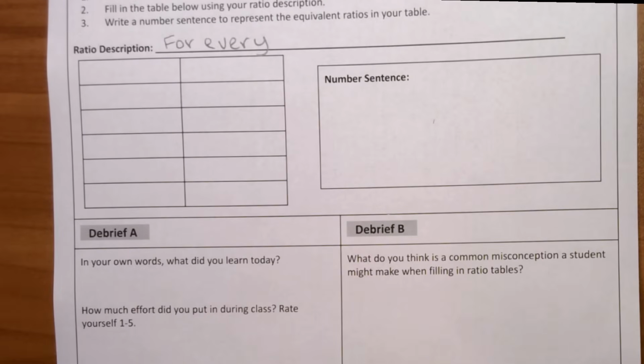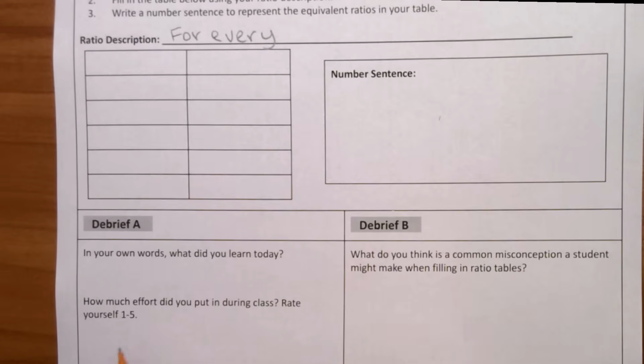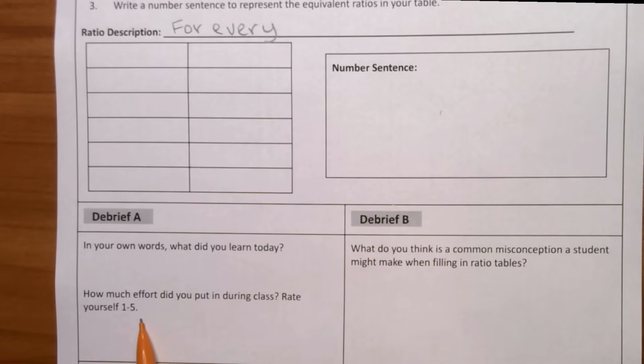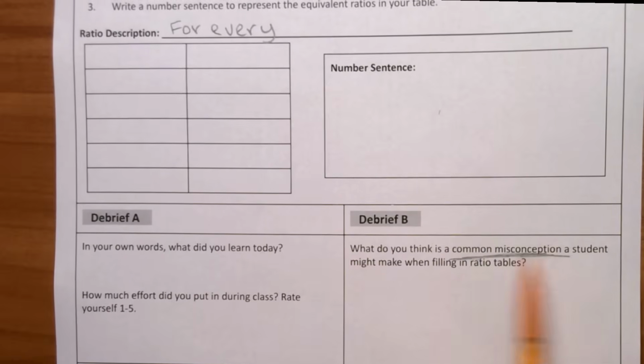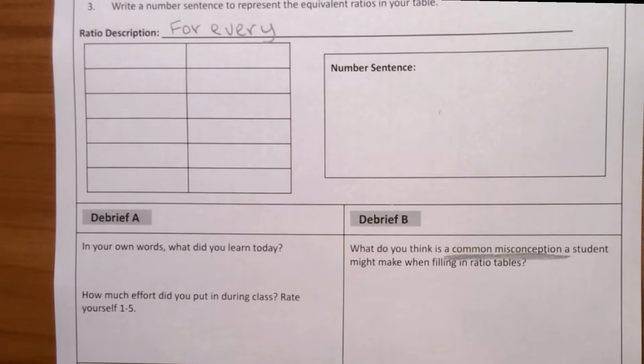All right, last but not least, our debrief problems say, in your own words, what did you learn today? Be really specific here. Sometimes it helps to go back to the other pages and look at even the directions and see what you practiced. Talk about how much effort you put in, rate yourself 1 through 5. Remember, 1 is the lowest rating, 5 is the highest. And then what do you think is a common mistake students might make? What's something that maybe you made a mistake on today that you would tell another student to watch out for? Once you've answered these 3 problems, go back to page 1 and rate yourself after the lesson for each learning target.